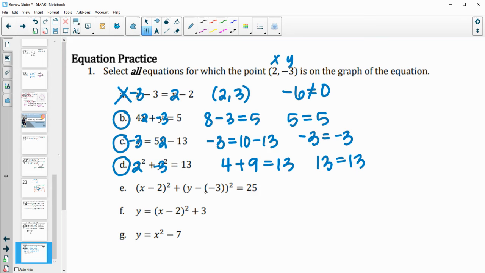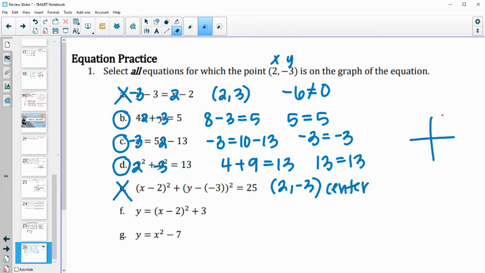Part E, we see as a circle equation. And we see that the center of this one is (2, -3). So that's the center, the point we're looking at. So that one's definitely not going to be on there because that's going to be in the center of our circle. So (2, -3) would be set in the center of this circle, so definitely not going to be on it. You can also plug it in. 2 minus 2 would be 0. Negative 3 minus a negative 3 would be 0 also. So you get 0 plus 0 does not equal 25.